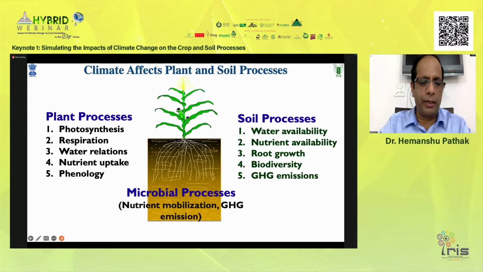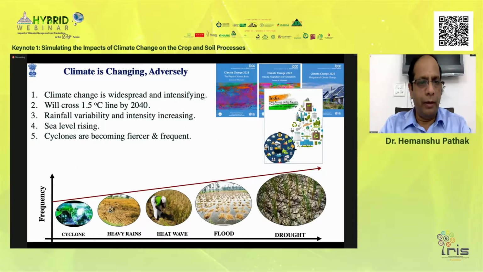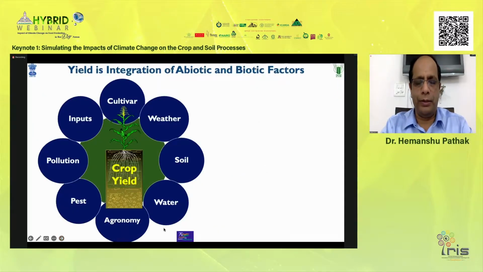It is widespread and it is intensifying. We are going to cross around 1.5 degrees centigrade by 2040. Rainfall variability as well as intensity is increasing all over the world. Sea level is rising. Cyclones are becoming fiercer and more frequent. And the projections are that all the extreme events of climate, whether it is cyclone, heavy rain, heat wave, flood, drought, all are going to intensify and become more and more frequent.